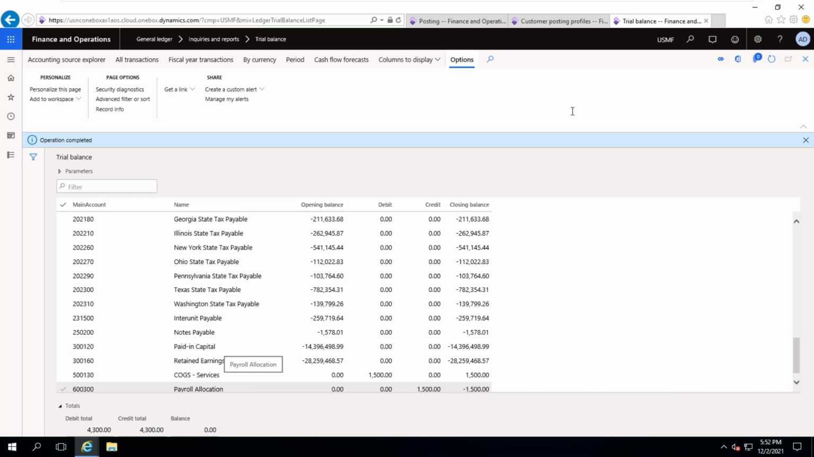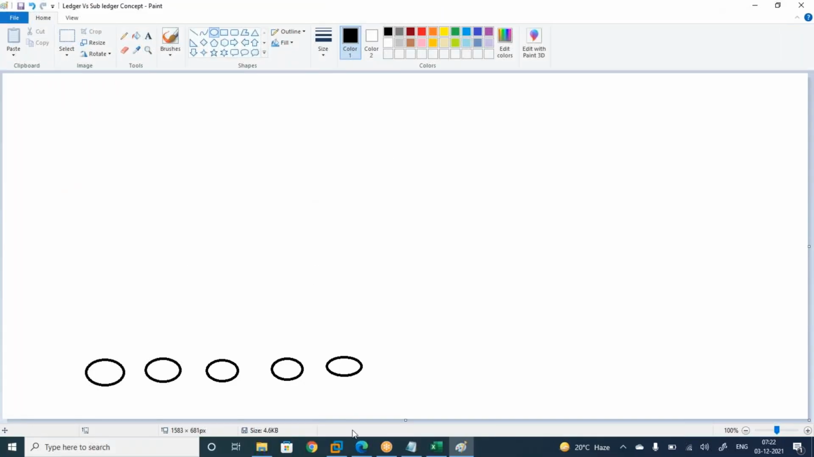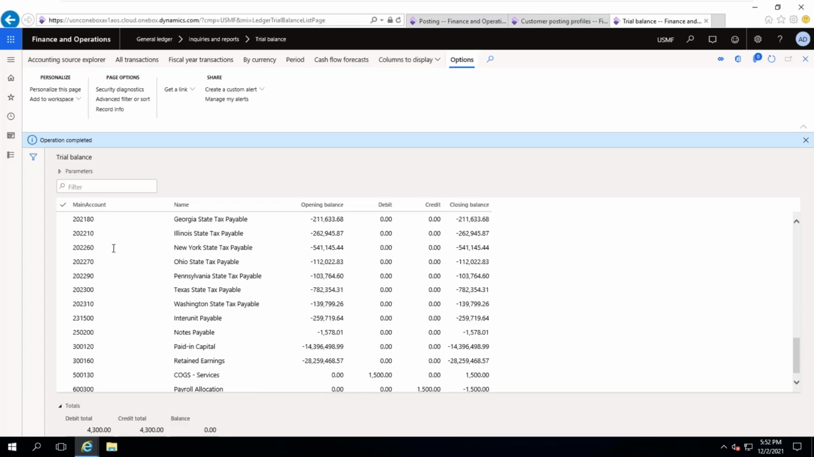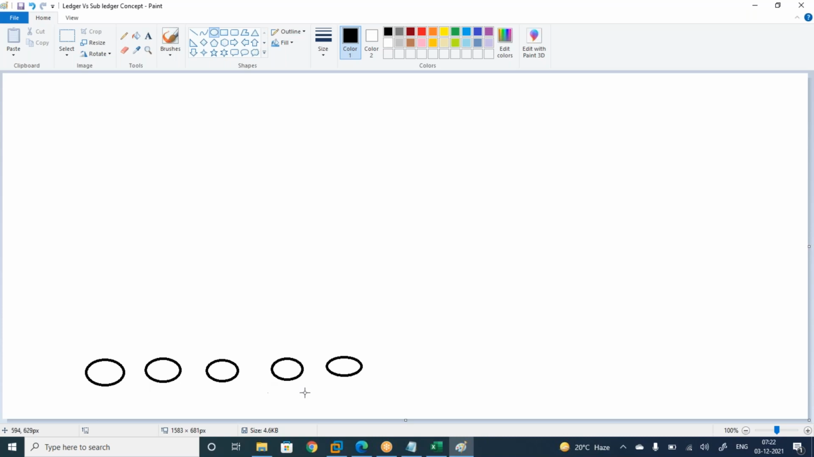Now suppose customer A balance shows 1000, customer B balance 1000, like this, 2000 customers are there. Then it will show you 2000 lines in the trial balance. Agree? If it shows 2000 lines like this, the trial balance will be very confusing for every person. So what will I do with these customers?